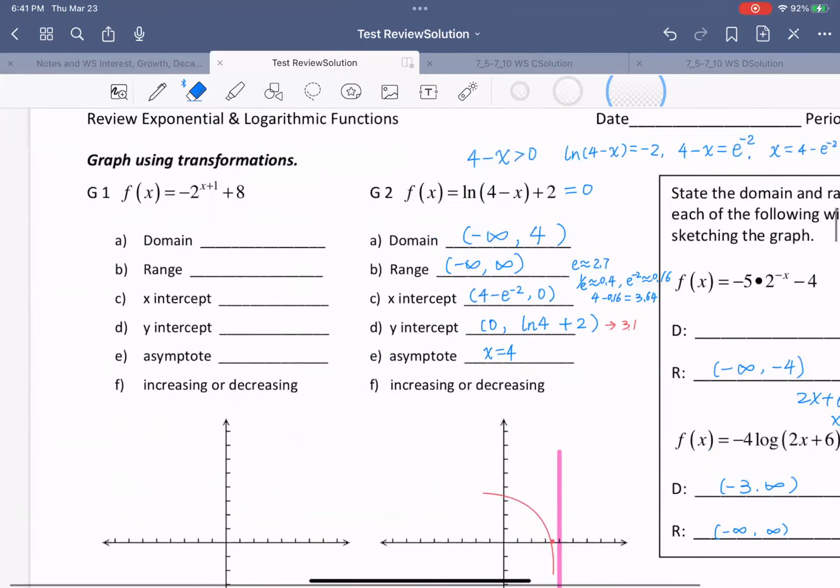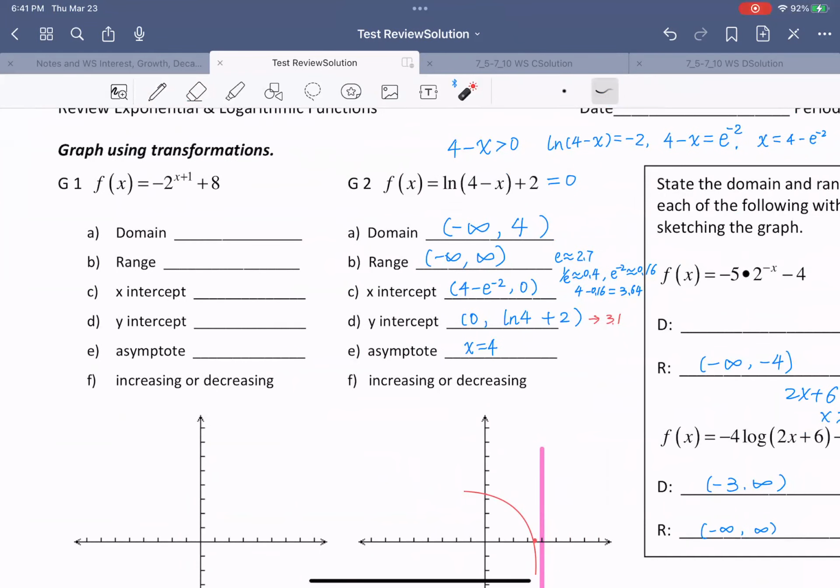Before we draw it, we want to answer those easy questions. For the domain, x could be any number, so this is just negative infinity to positive infinity. You need to know at least 2 to the power of x. This base is bigger than 1, so it's going to grow. That is the parent function, right? And then you want to know the range.